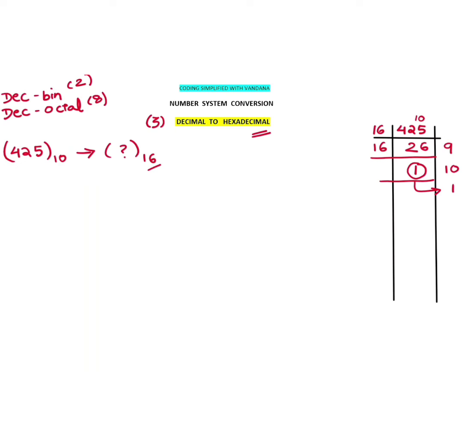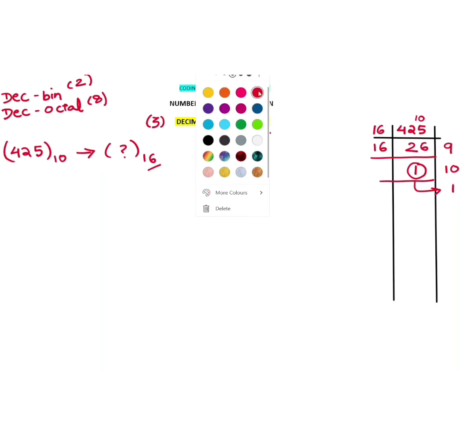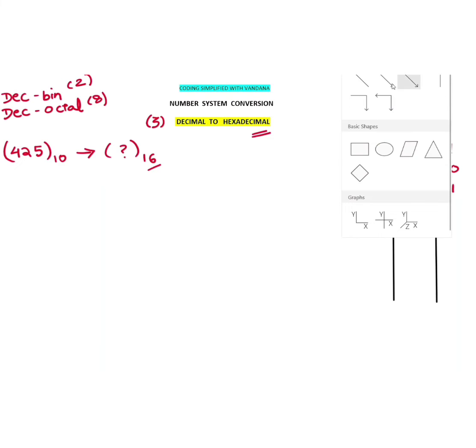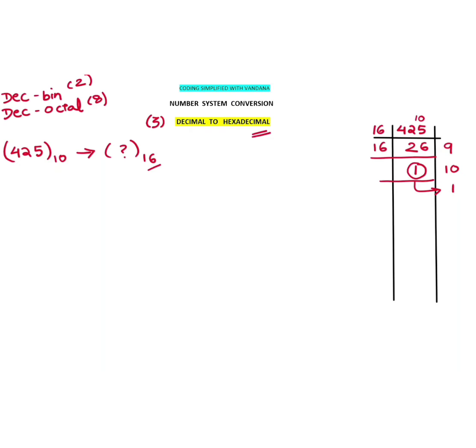Now, again, we'll continue with the same process as we've been doing till now. That is, writing the answer in the reverse manner. With this being the most significant bit, the leftmost bit, that's 1, and the rightmost bit, 9, this is the least significant bit, which will become the rightmost bit.